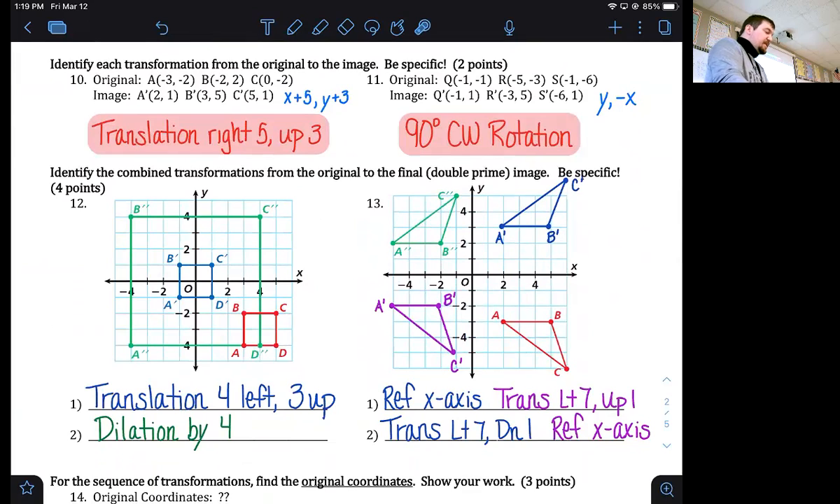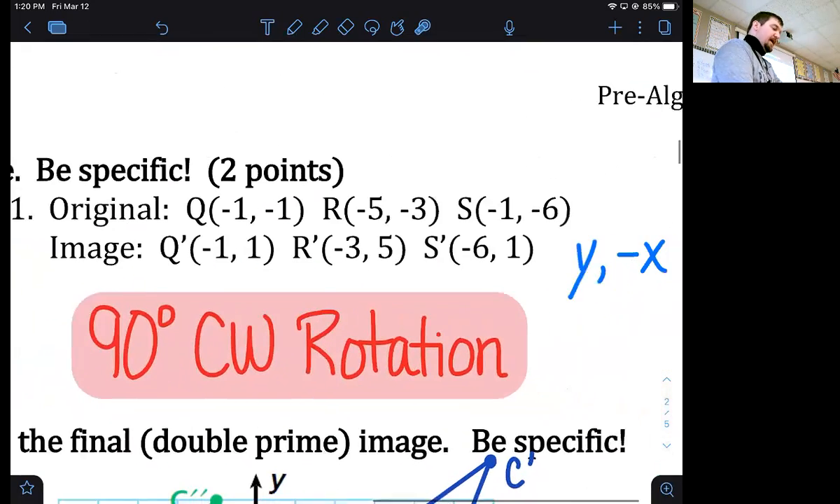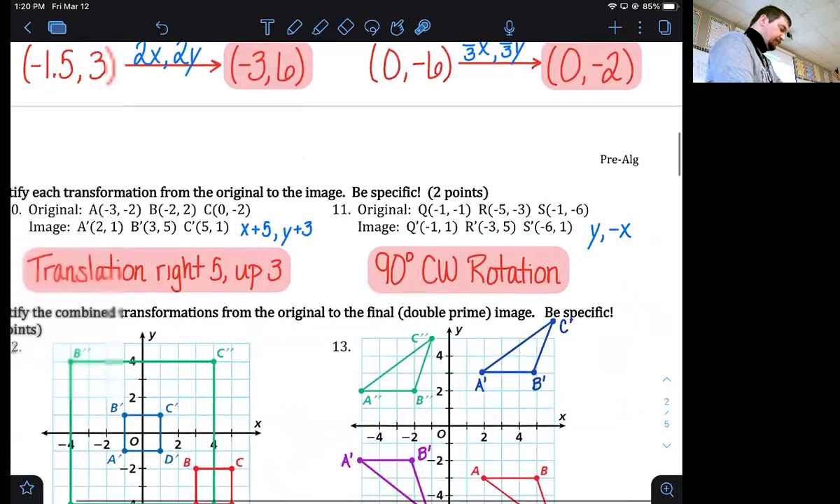Second page, you can see all of these units. The x coordinate is 5 more than what the x coordinate was before in the original units. And the y coordinate is 3 more than what it was in the original coordinate. So it's been translated right 5, up 3. Number 11. They took the opposite of the x coordinate and flipped them. Now, I wouldn't be able to tell that information if I only looked at Q and Q prime, which is why I gave you R and R prime and S prime. You can see they took the opposite of the x coordinate and flipped, which is a 90 degrees clockwise rotation.